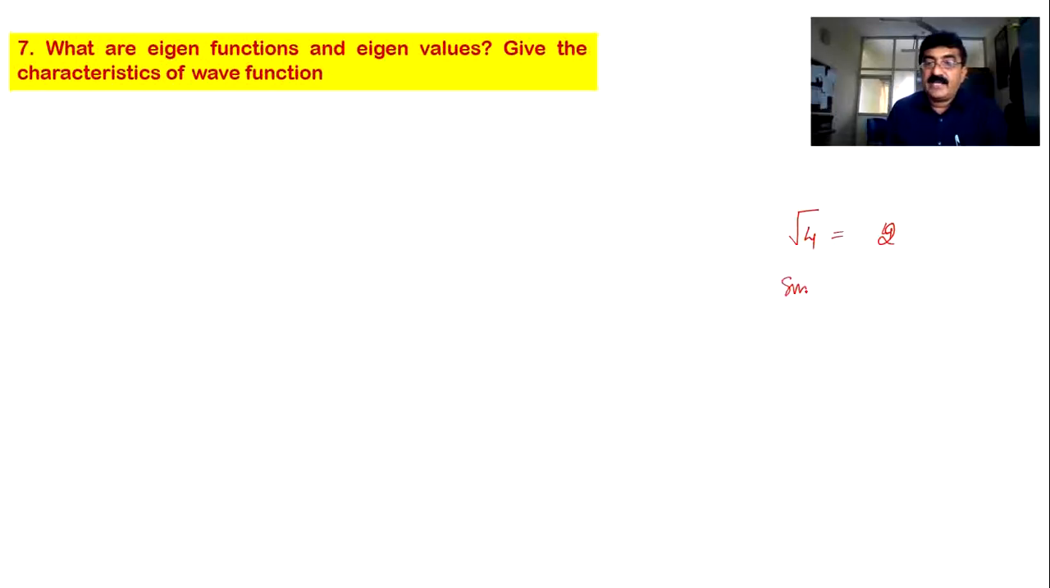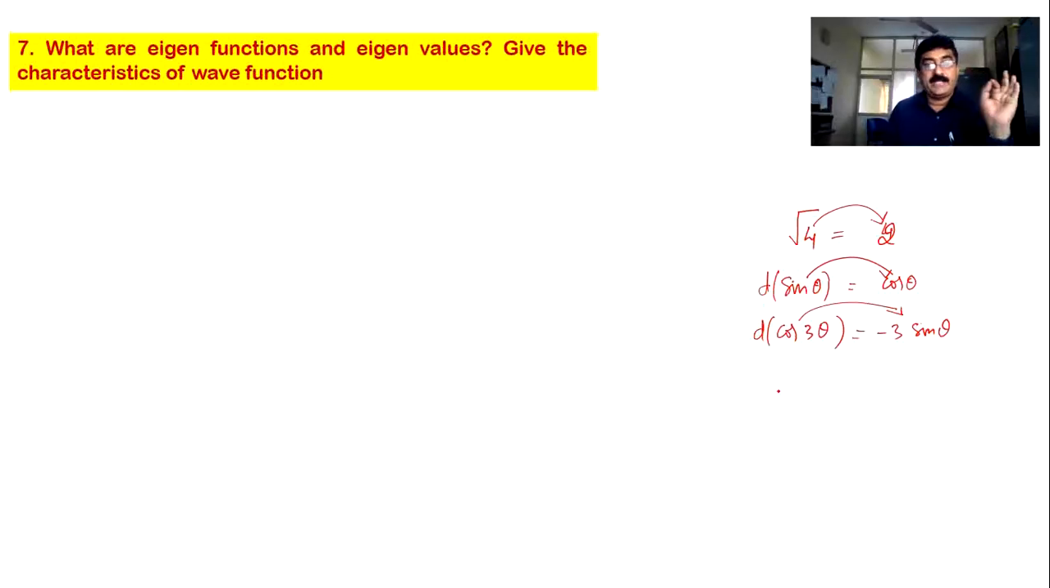Similarly, let me take sin theta. Sin theta is a function. When I do some operation, say differentiation of sin theta, it will not give sin theta, it gives cos theta. Suppose I have cos 3 theta, when I differentiate this, differentiation being the operation, I get minus 3 sin 3 theta. So 4 is not 4, sin theta is not sin theta, cos theta is not cos theta. In these cases, the operator is changing the format.